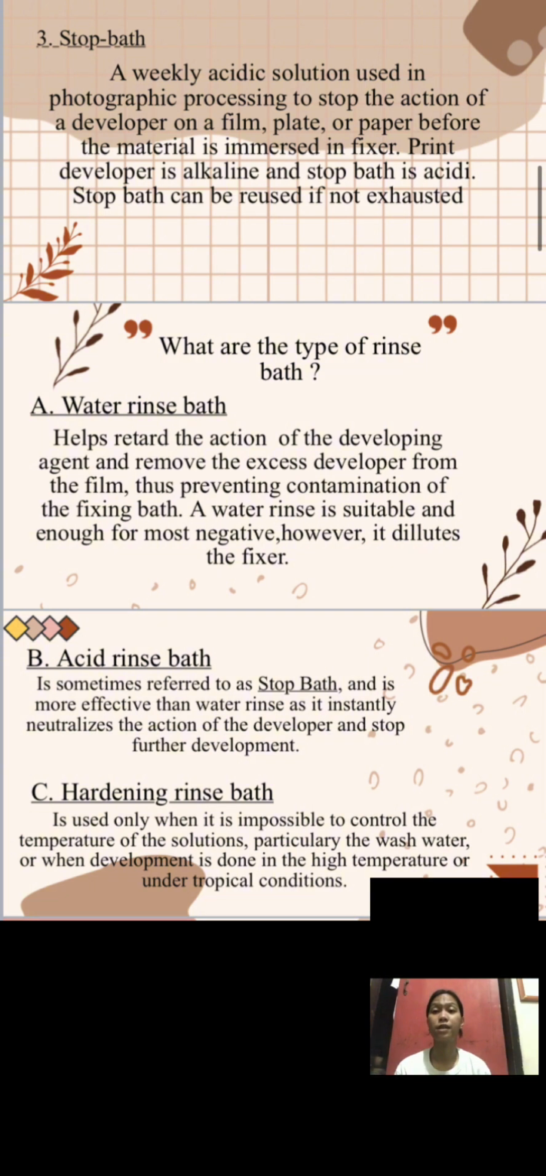maintained throughout the process. The third one is hardening rinse bath, which is used only when it is impossible to control the temperature of the solution, particularly the wash water, or when development is done in high temperature or under tropical conditions. Hardening rinse bath is not a commonly used technique. Instead, the term hardening bath typically refers to a step in the traditional film development process in analog or film photography. It is used to stabilize and harden the gelatin emulsion on the film, preventing it from being easily damaged during subsequent handling.